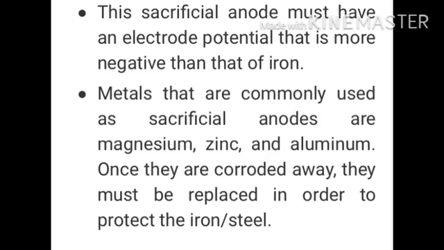So cathodic protection is the protection in which iron is prevented from rusting by applying magnesium, zinc, or aluminum as an anode, which means when these metals are present, the iron does not rust.